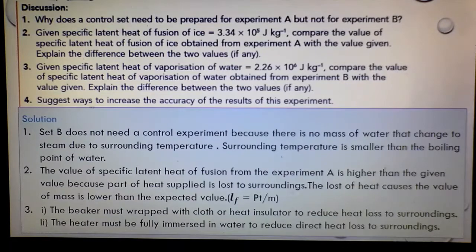Okay, number 4, suggest ways to increase the accuracy of the result of this experiment. The beaker must be wrapped with cloth or a heat insulator to reduce heat loss to the surroundings. The heater must be fully immersed in water to reduce direct heat loss to the surroundings. You can go and search the internet for more information on this topic.